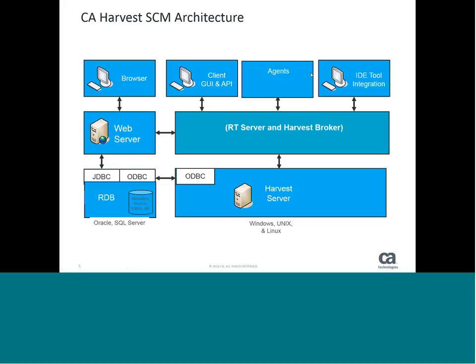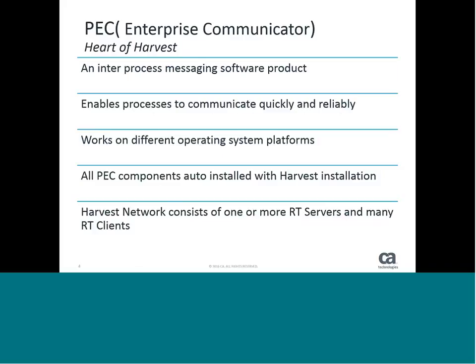So now I will explain what we mean by Enterprise Communicator. Enterprise Communicator is a messaging product which will encapsulate all the system calls or all the APIs which handle the networking things. And it helps all the processes to communicate with each other very quickly and very reliably. As it is based on a lot of protocols like TCP, it provides reliable communication.